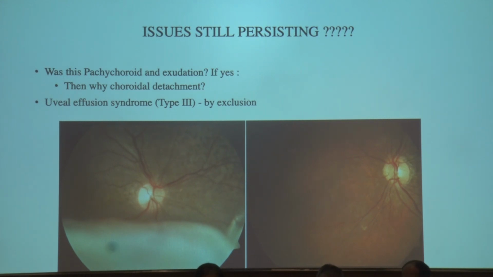So the issues that we are still thinking about are: was it a pachychoroid with exudation? If yes, then why was there a choroidal detachment? And he also didn't respond to the anti-VEGF we gave. Finally, we came to the diagnosis by exclusion of uveal effusion syndrome type 3, which is a non-nanophthalmic eye with normal scleral thickness.